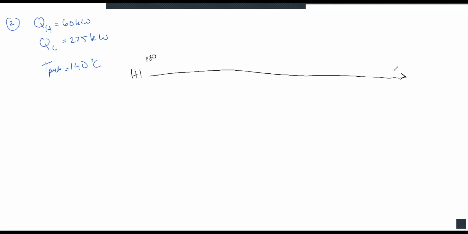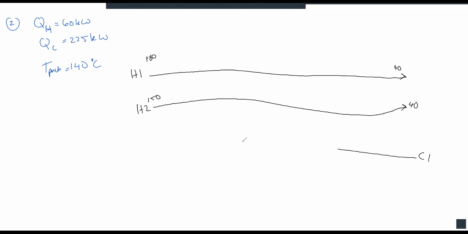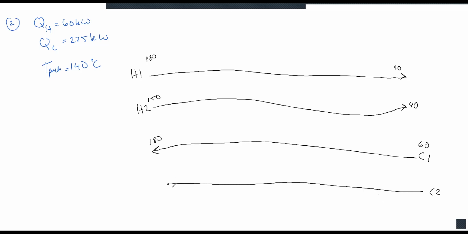I have H2 going from 150 to 40. I have C1 going from 60 to 180, and then I have C2 going from 30 all the way to 105. So this is step one. I just drew my streams.